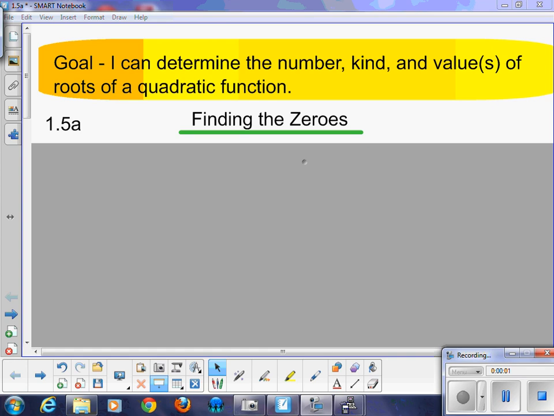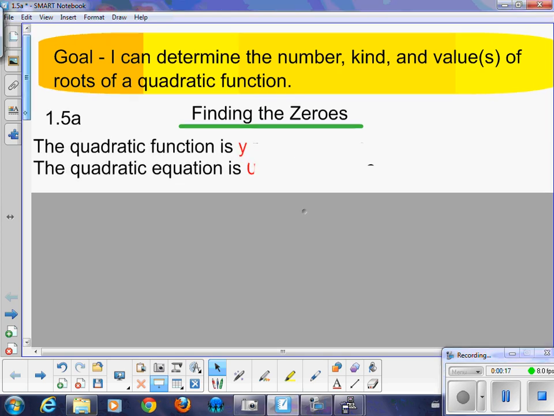Right, today we're moving on to 1.5, and I've divided this section up into two parts. Today what we're going to be looking at is I can determine the number, kind, and values of roots of a quadratic function. So today what we're doing is we're finding the zeros.